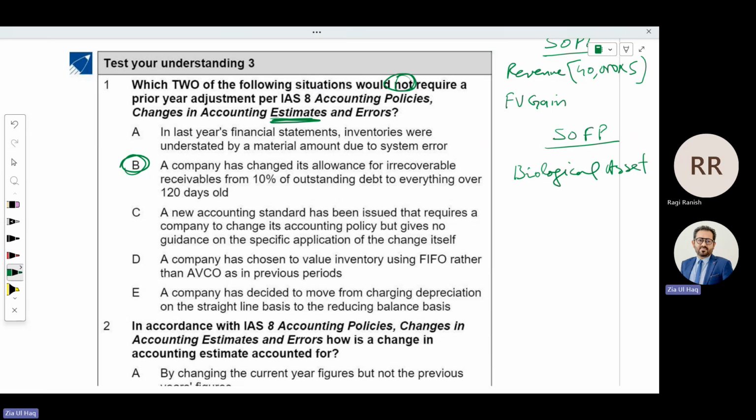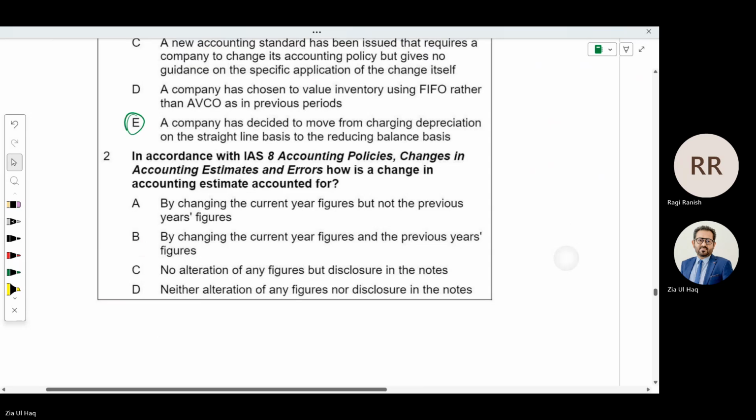A new accounting standard has been issued that requires a company to change its accounting policy. Change in accounting policy will require prior adjustment. A company has chosen to value inventory using FIFO rather than AVCO. This is also a policy change and requires prior adjustment. A company has decided to move from charging depreciation on straight line to reducing balance. This is also an estimate change and doesn't require prior adjustment. Number 2.